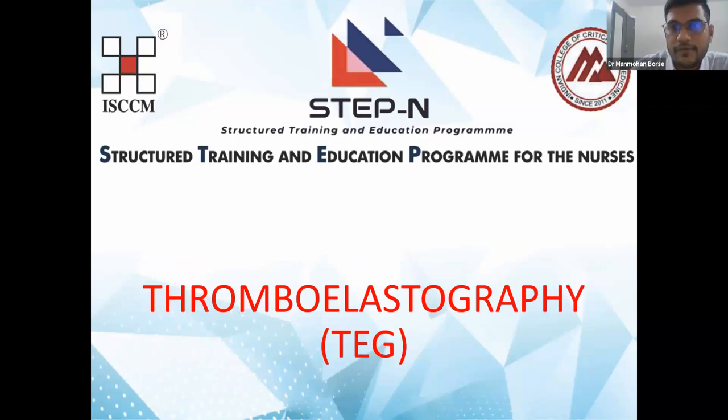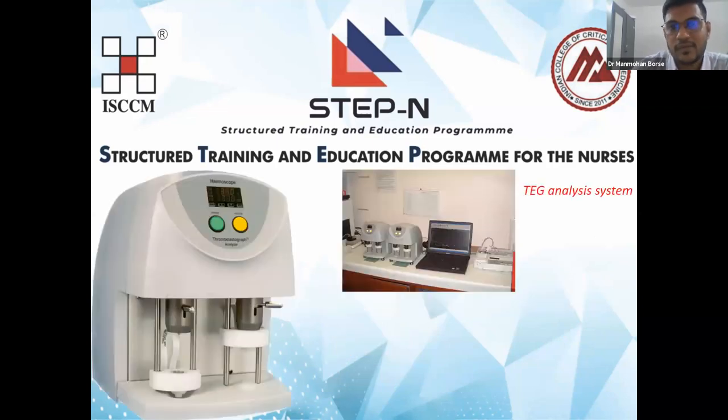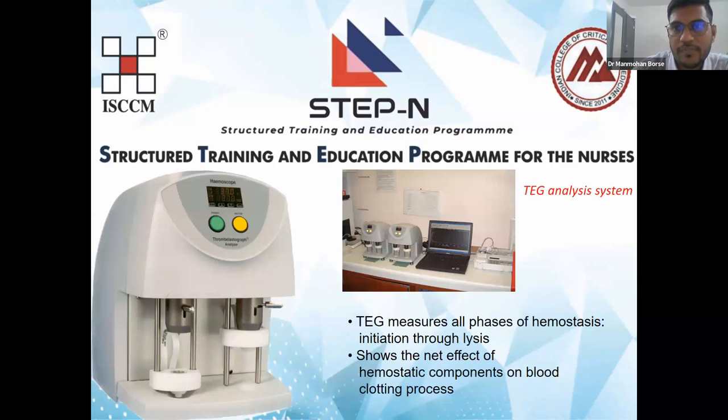Now the second half, the thromboelastography, TEG. Okay. Though the availability is a bit less in the peripheral setup, it is coming up rapidly nowadays. And now all the critical care centers are targeting TEG like an ABG. So everybody should be aware of the TEG from the nursing perspective as well. Okay, so that's why I have included this topic. TEG has a machine which has a cup and a pin. Okay, we'll talk about that cup and pin later in the next slide. TEG measures all phases of hemostasis, okay, from initiation to the clot. That's why TEG is important. Okay. It shows the net effect of the hemostatic component as well as the lysis component.